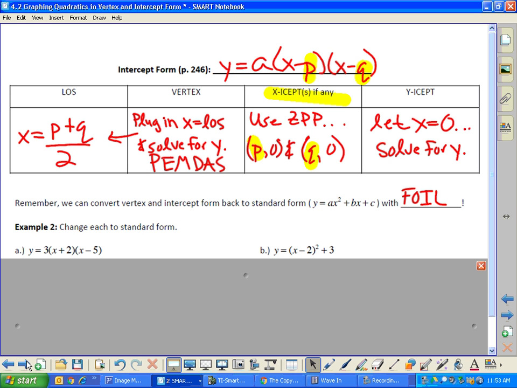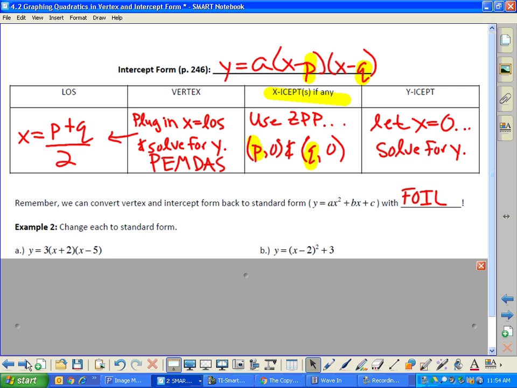We said that x-intercepts earlier in the lesson are always symmetric to an axis of symmetry, which means that the axis of symmetry is exactly halfway between your two x-intercepts. So a real quick and easy formula for your line of symmetry is just to take your P plus your Q and divide it by 2. And then we could use this x value to find your vertex. You plug in your x value from your line of symmetry, and then you just solve for your y value using the order of operations. And then your y-intercept, you also just let x equal 0 and you solve for y.